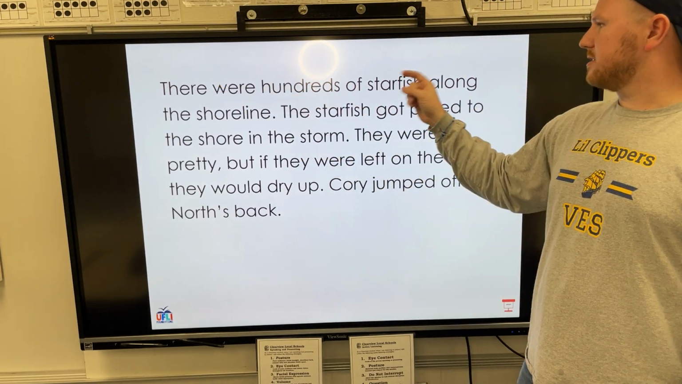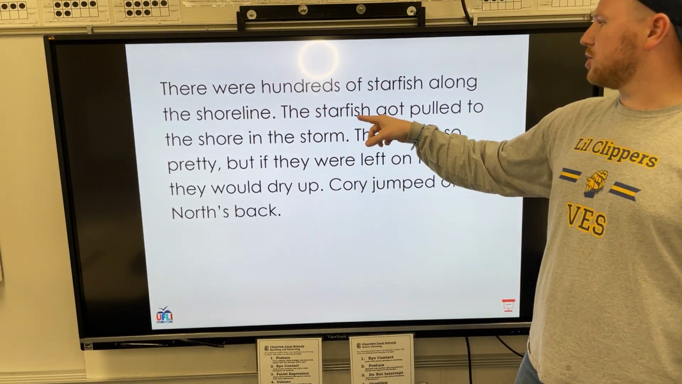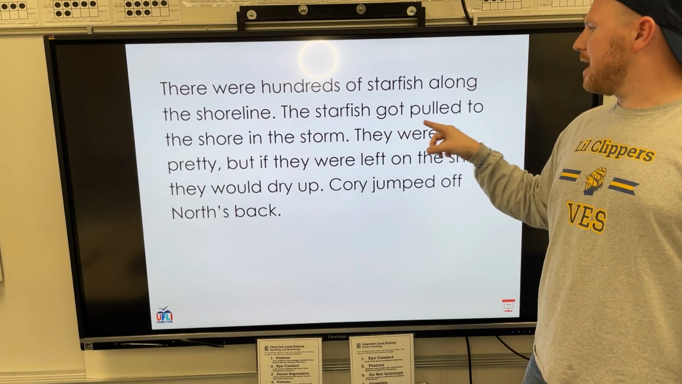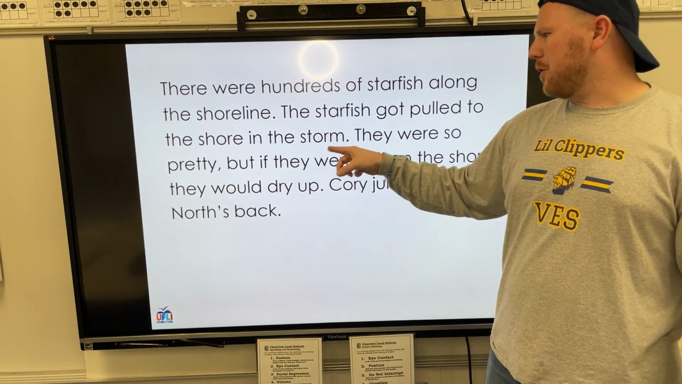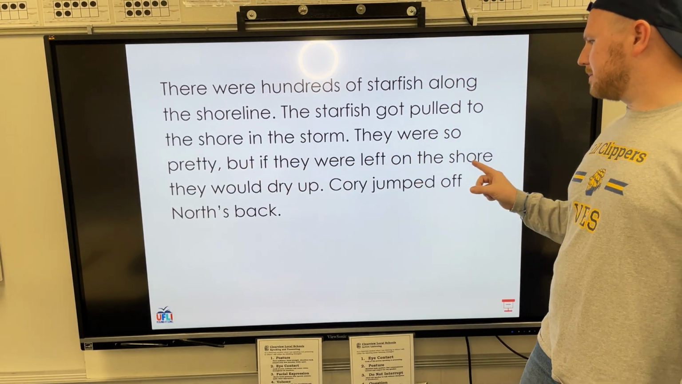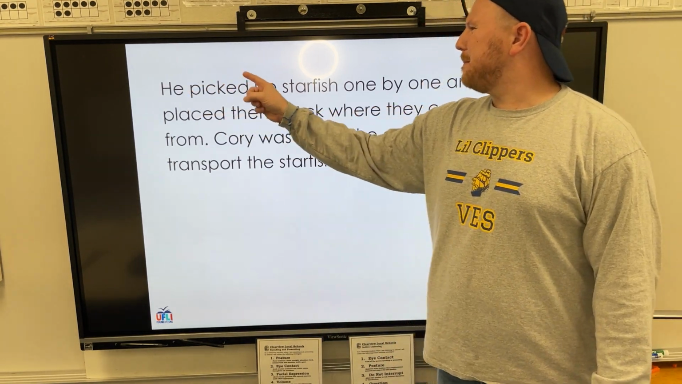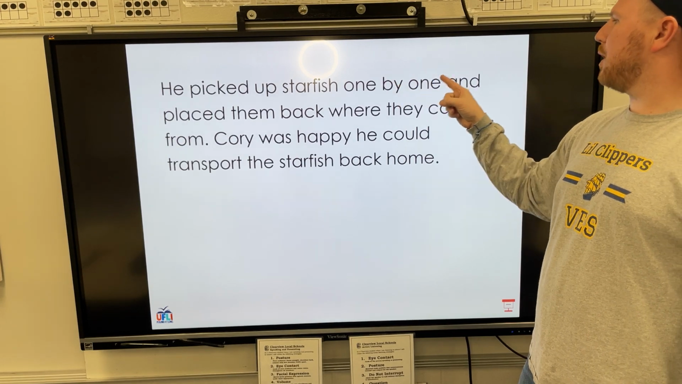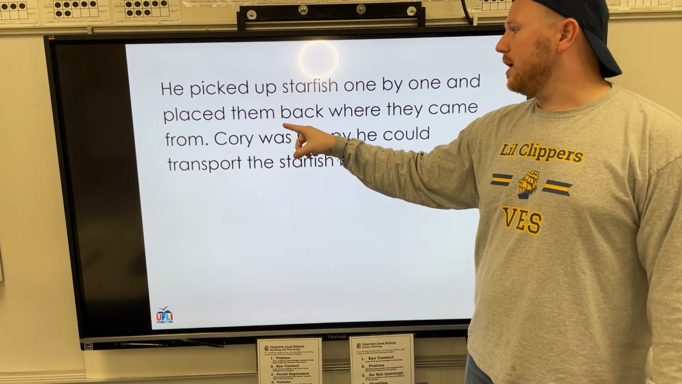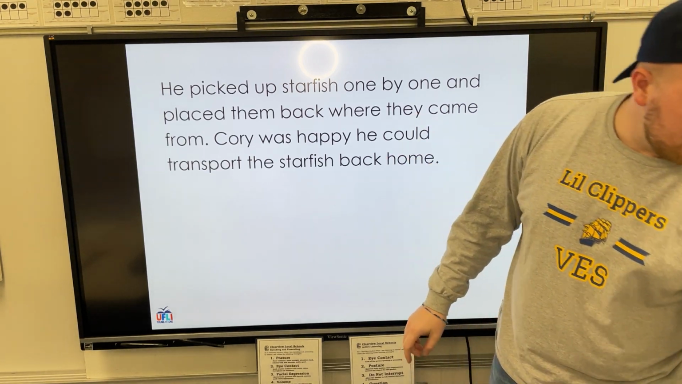There were hundreds of starfish along the shoreline. The starfish got pulled to the shore in the storm. They were so pretty, but if they were left on the shore, they would dry up. Corey jumped off North's back. Girls, read this with me. He picked up starfish one by one and placed them back where they came from. Corey was happy he could transport the starfish back home.